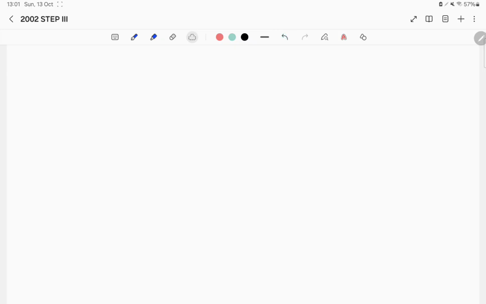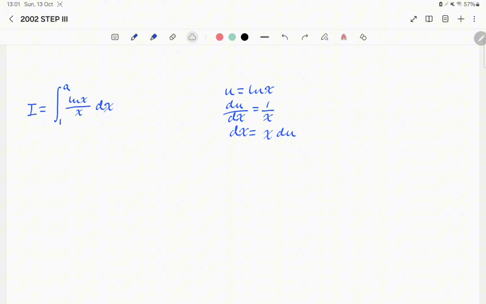So firstly, we can set the integral equal to I. Now, if we make the substitution u equals ln of x, then du by dx is 1 over x, and dx is x du. Now we're going to keep this x here, because it will help us cancel out the x on the denominator over there.